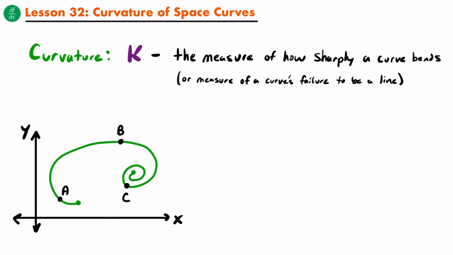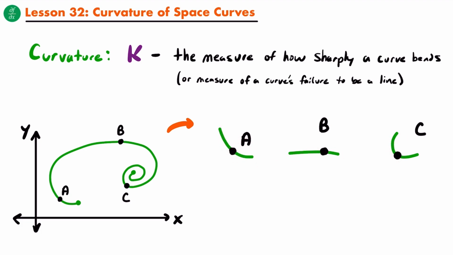But mathematically, we think of curvature as a comparison between the change in the tangent vector and the arc length of the curve. So for example, if we take a closer look at each of these points on the plane curve, specifically the areas around those curves, right? We're not just looking at the points themselves, but what's going on with the curve around those points.